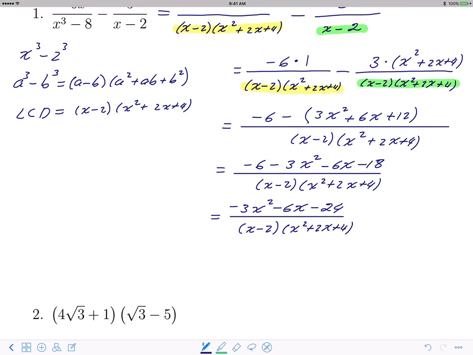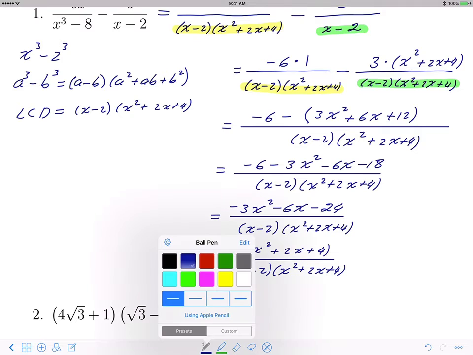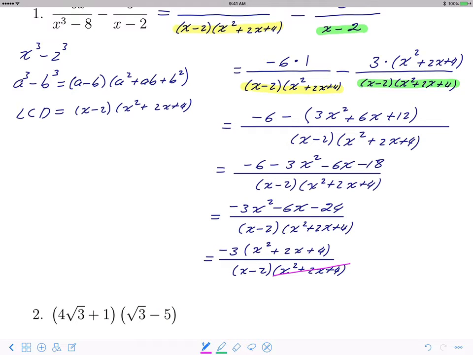And then we can factor the numerator to see if possibly anything would cancel. So negative 3 factors x squared plus 2x plus 4 over x minus 2 times, there it is, look, it does cancel. The second trinomial is a common factor. It cancels. And so the final answer would be negative 3 over x minus 2.